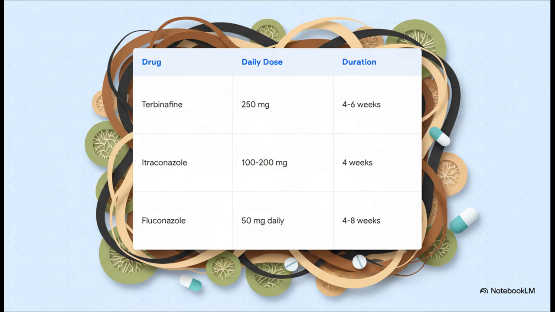For terbinafine, the dose is 250 milligrams daily, and you're looking at a 4 to 6 week course. For itraconazole, it's 100 to 200 milligrams a day for 4 weeks. Fluconazole is another option. You can do 50 milligrams daily or 150 milligrams weekly for anywhere from 4 to 8 weeks. These are the numbers you've got to know cold.